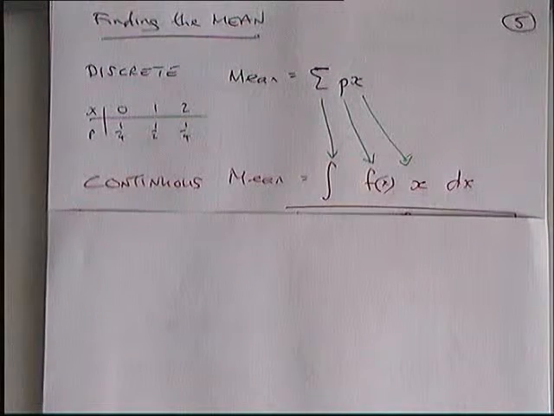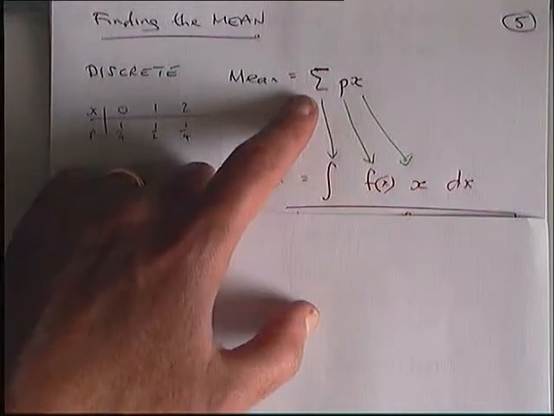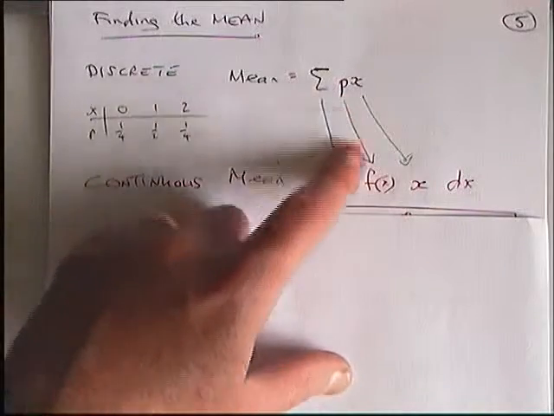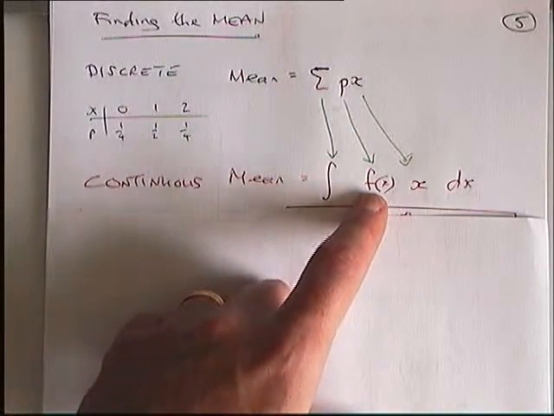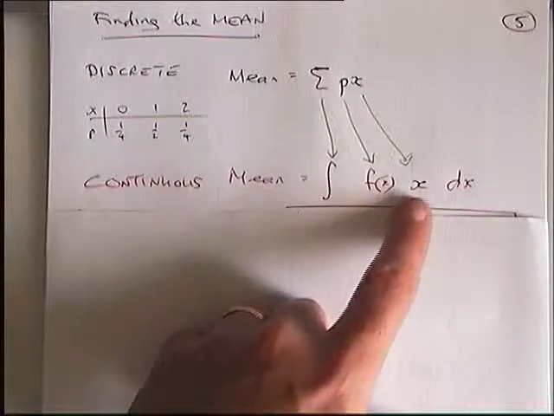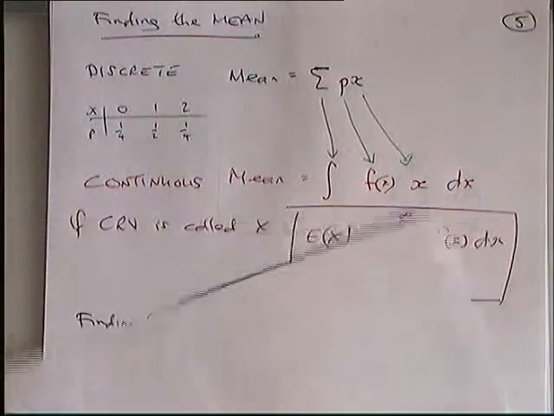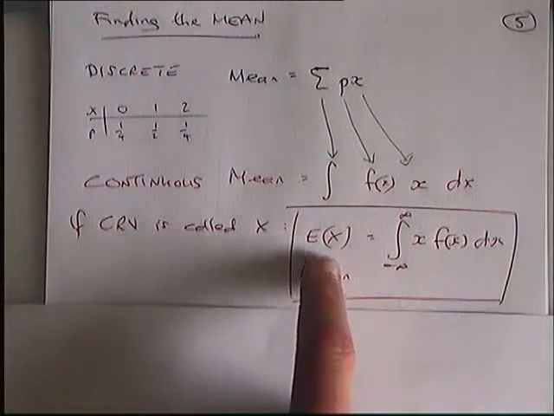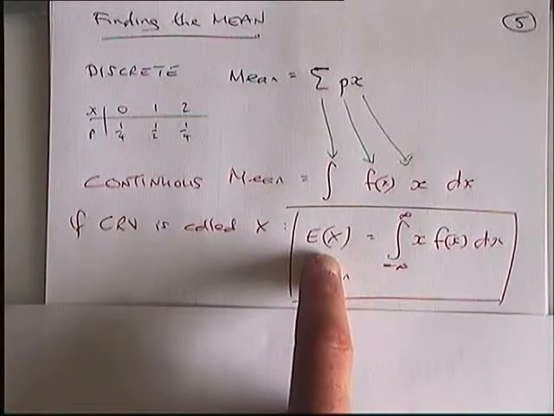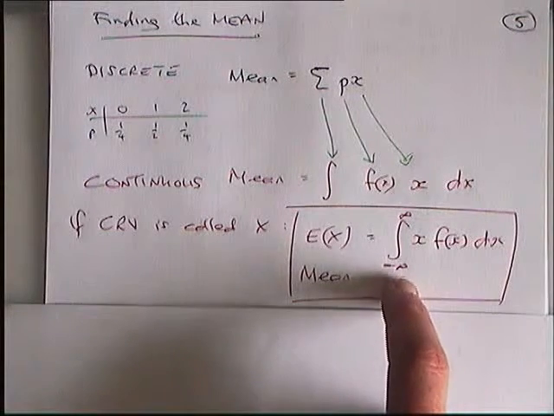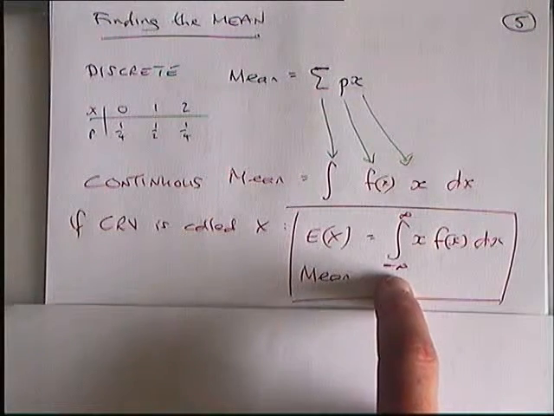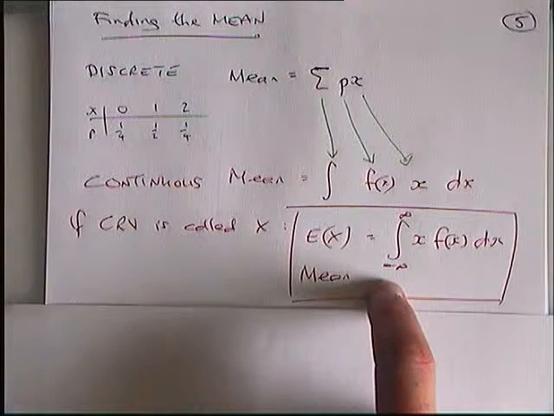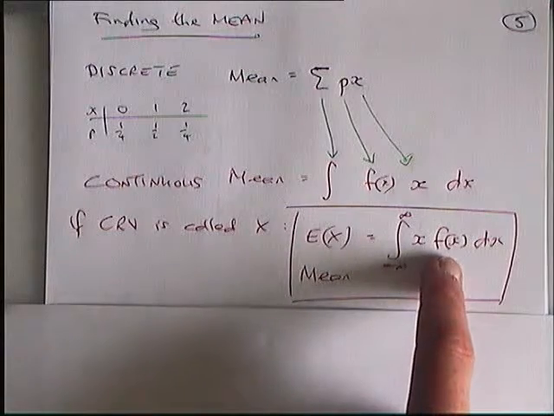If you're going to do it as a continuous distribution, instead of adding up, you'll be integrating. P, which is representing your probability, becomes your function f of x. X remains the same. If you're integrating, you need the dx there at the end. So for a continuous random variable called x, the mean, which we often denote as E of x, the expectation of x, is the integral between your limits. So for the red box rule, we put minus infinity to infinity. You'll change those to your specific numbers in the example. And the x is timesed by f of x.